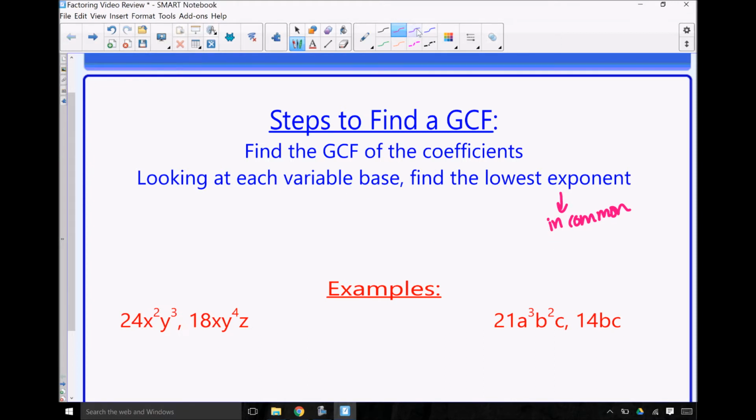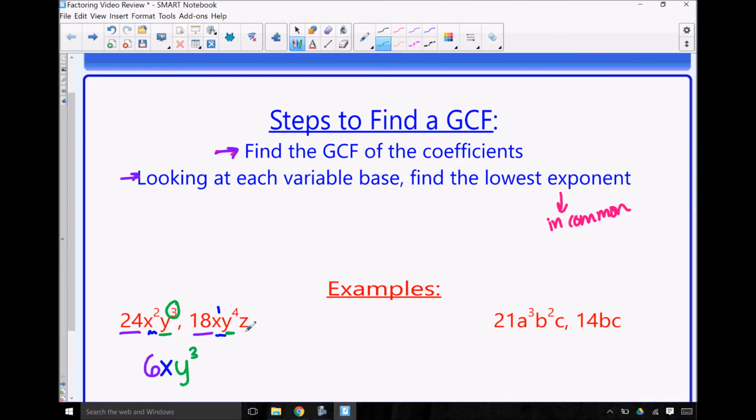So let's take a look at our first example. The first step says to find the GCF of the coefficients, so let's go ahead and do that. My coefficients here are 24 and 18. The largest number that I can divide 24 and 18 by is 6. Then I'm going to look at each variable base and find the lowest exponent. My first base is x, and I've got an x in common over here. So I've got x to the second power and x to the first power. The lowest exponent that's in common is x to the first power. The next base that we have is y to the third power. Here we've got y to the fourth power. So our lowest exponent here is y to the third power, so it'll be 6xy to the third power.